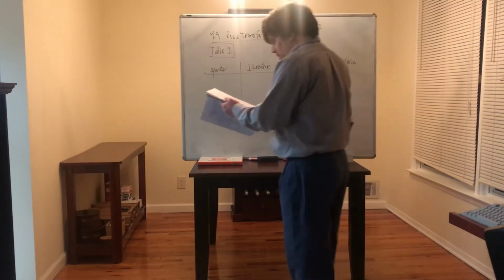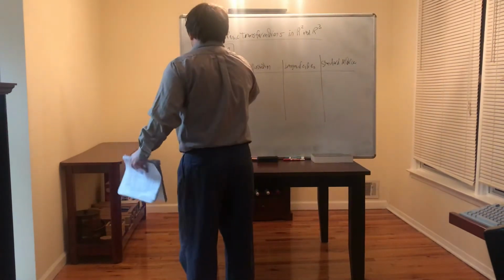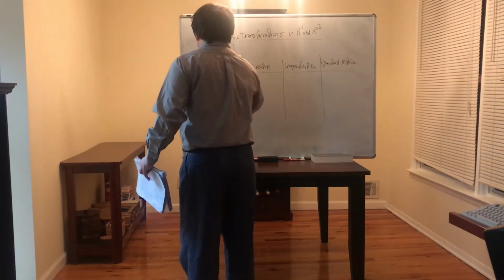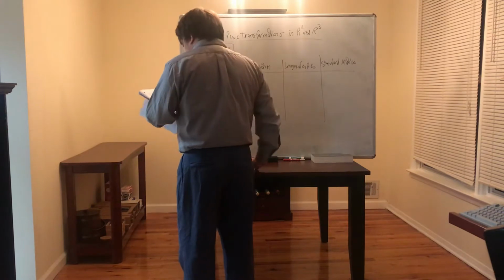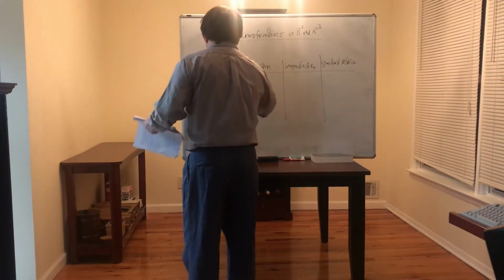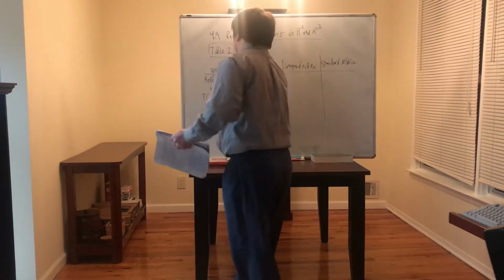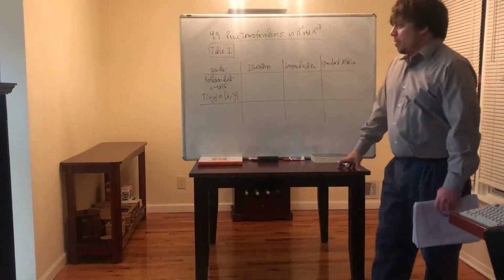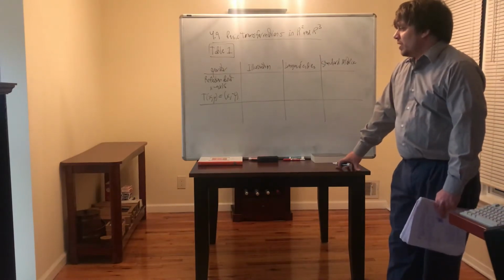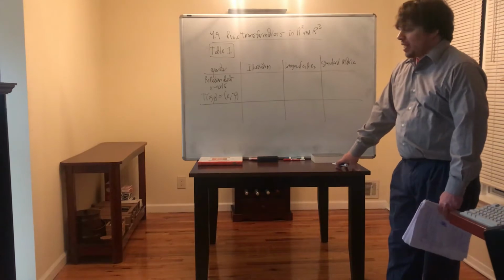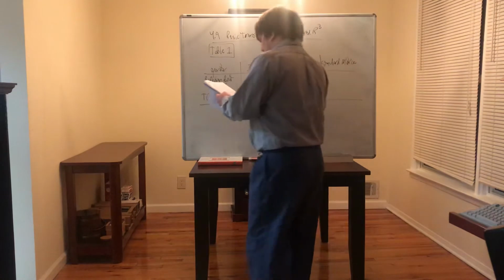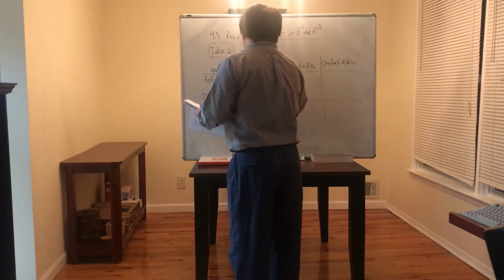Okay, let's start. The first operation is going to be reflection about the x-axis. That's the operator T, which takes the point (x, y) to (x, -y). So the operator T takes the point (x, y) and reflects it about the x-axis to the point (x, -y).